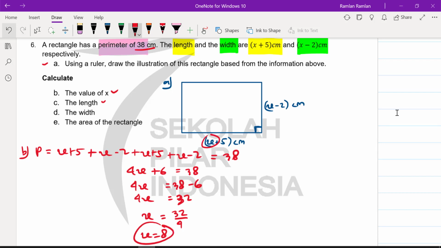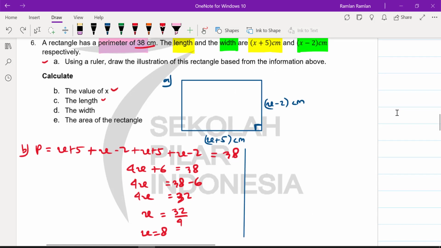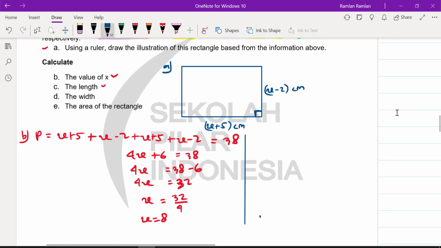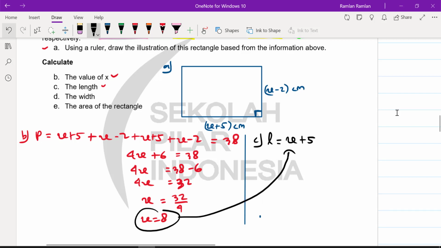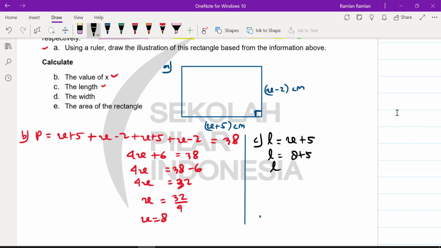Keep in mind that you really need to understand how to write systematically. In your answer later, you need to write downwards and write down what you're calculating at that time. So question C is the length, right? We're just going to write down L. L stands for the length, and it is represented by this expression, x plus 5. And since we know that x equals 8, just substitute x by 8. So L, or the length, equals 8 plus 5, and that equals 13.